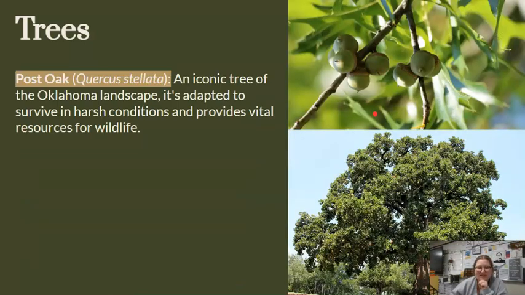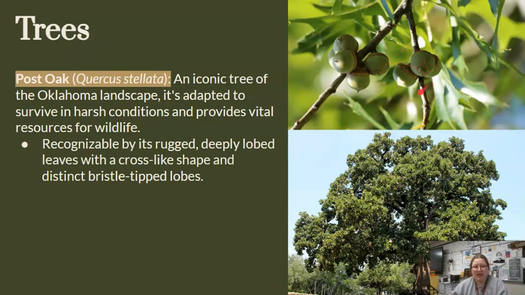Last tree we're going to talk about is an oak. So this is the post oak. It's Quercus stellata. It's an iconic tree of the Oklahoma landscape. It's adapted to survive in harsh conditions, like the winters here, and provides vital resources for wildlife, food and habitat both. It's recognizable by its rugged, deeply lobed leaves. So we can kind of see the leaves right here.